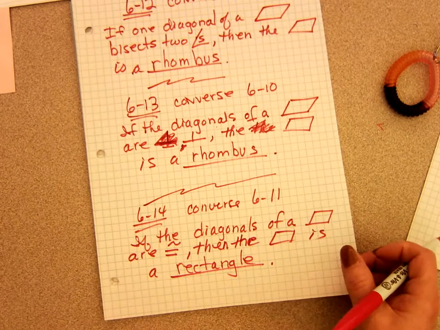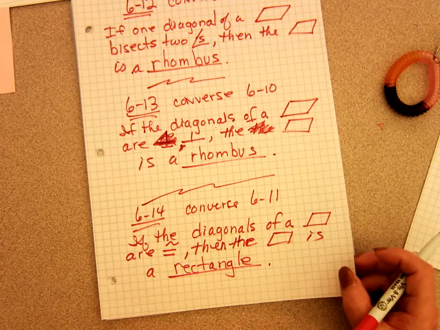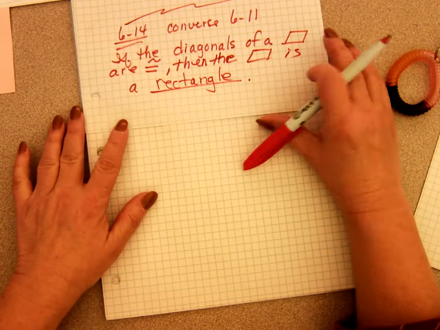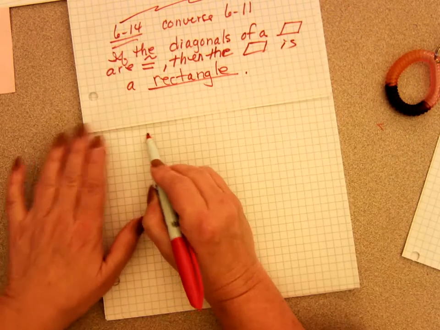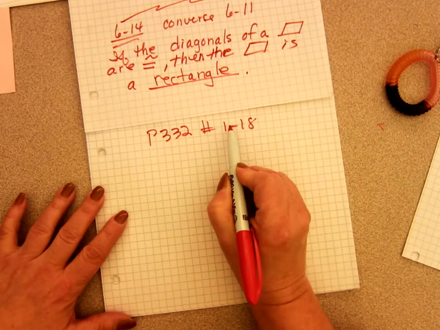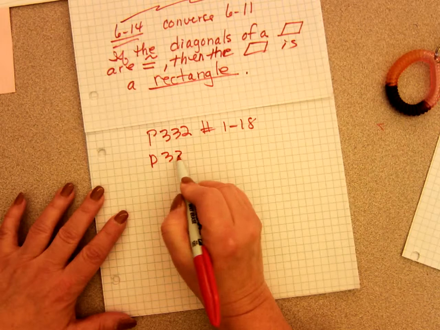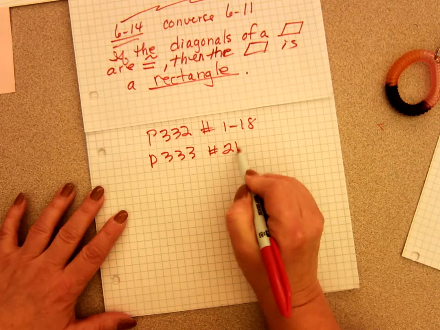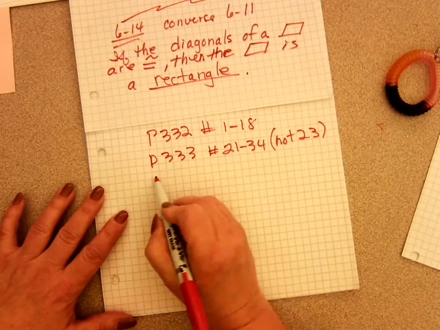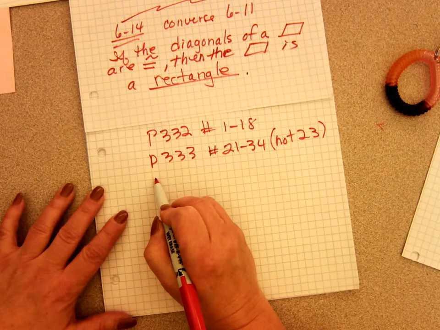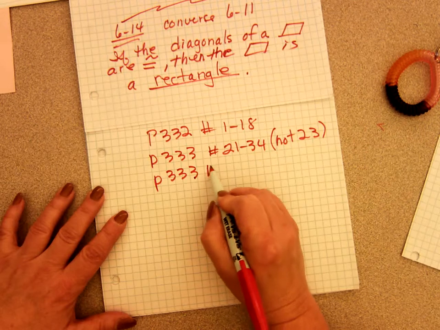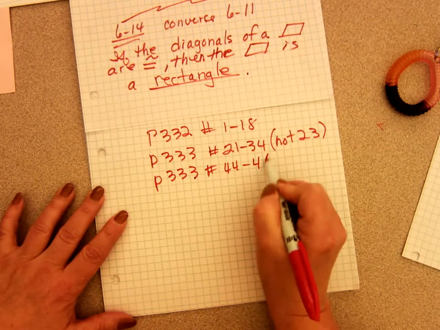Is everybody done writing? I'll move it up a little bit. So the full assignment for today is page 332, numbers 1 through 18. We've already done 1 through 9. Page 333, numbers 21 through 34, but don't do 23. And we've already done 21 and 22. Right. And then page 333, numbers 44 through 46. Holy moly.